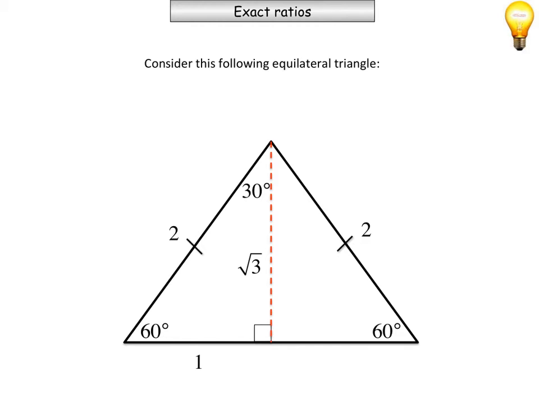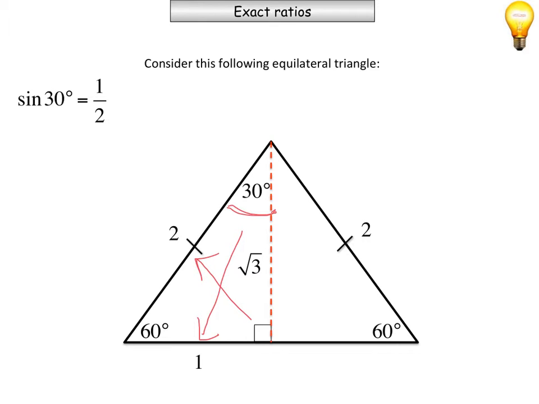Now I can work out my exact values, not for 45 now, but for 30 and 60. If we have a look at this angle up here, opposite over hypotenuse is going to be a half. You can verify that. If you type in sine 30 in your calculator, you will get a half. This is the reason why: in a triangle with a 30-degree angle, the ratio is 1 to 2.